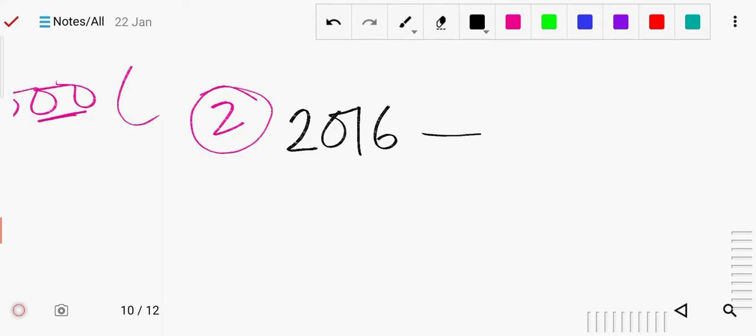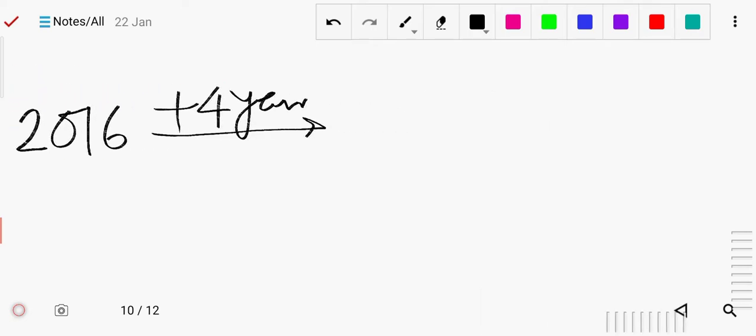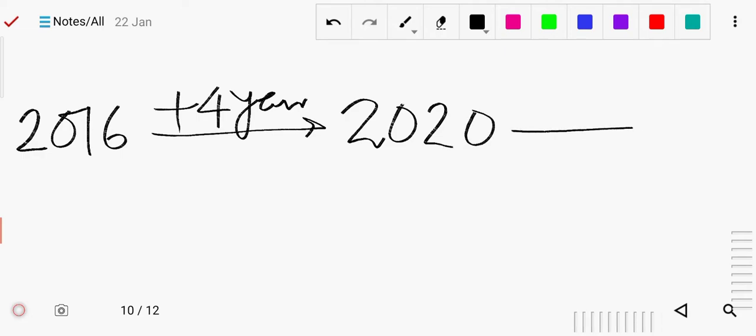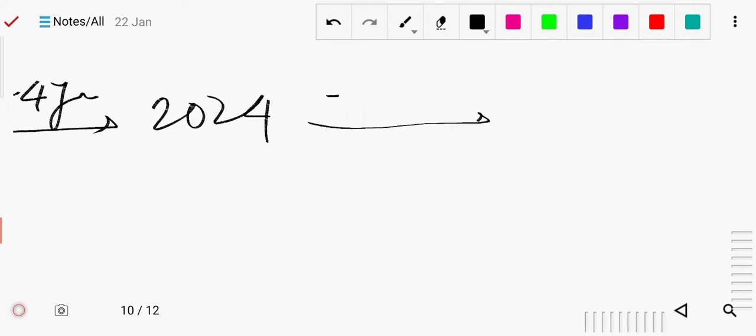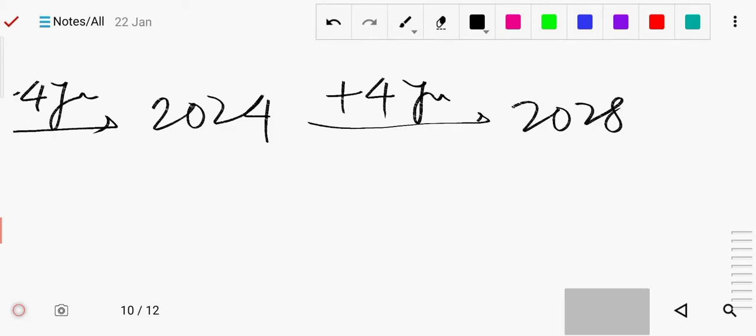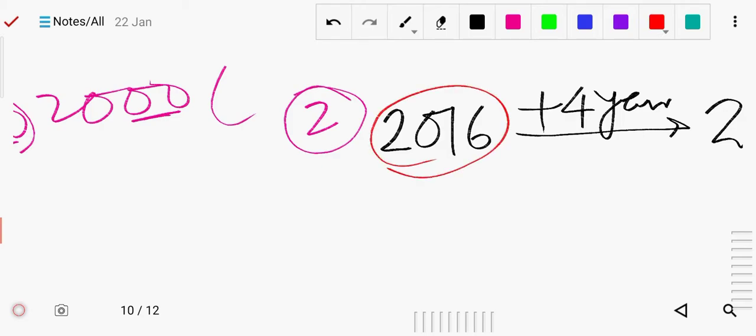Now after 4 years, you can add the 4 years. When you add 4 years, it will be 2020. Now again you can add 4 years, so it will be 2024. Now again you can add 4 years, so it will be 2028. Now you have to check whether all these years are leap years or not. You have to divide by 4 and check whether it is a leap year or not.